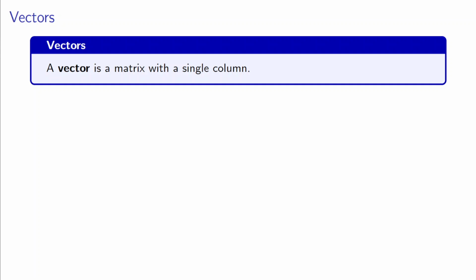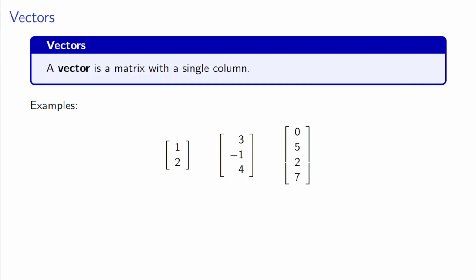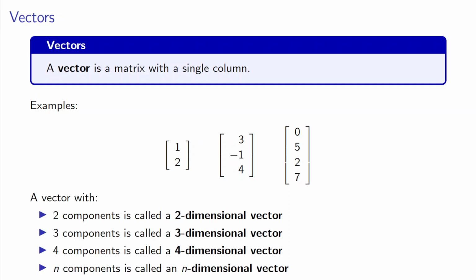A vector is a matrix with a single column. Two examples of vectors can be seen here. You can see we use our standard matrix notation. We've got the elongated brackets on each side, but we just have a single column. We would read these as 1, 2, 3, and -1, 4, 0, 5, 2, 7.